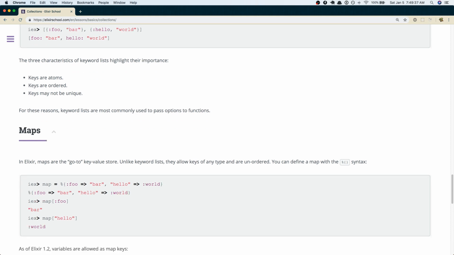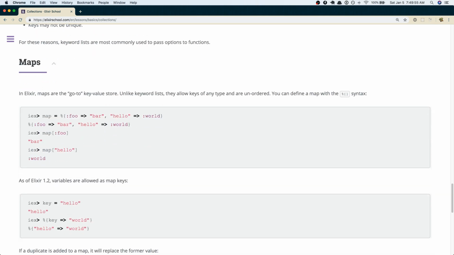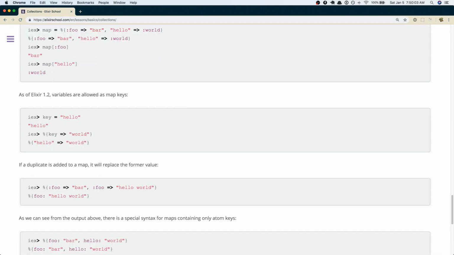Maps. In Elixir, maps are the go-to key-value store. Unlike keyword lists, they allow keys of any type and are unordered. You can define a map with the percent curly brackets syntax. As of Elixir 1.2, variables are allowed as map keys. If a duplicate is added to a map, it will replace the former value.